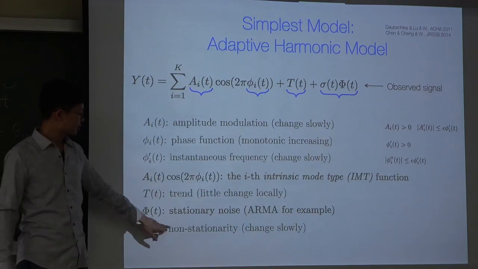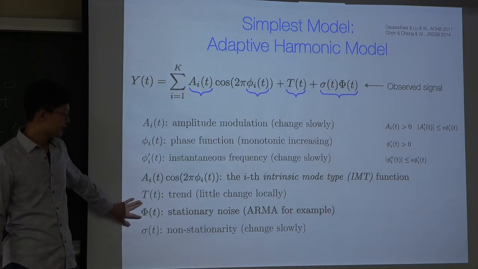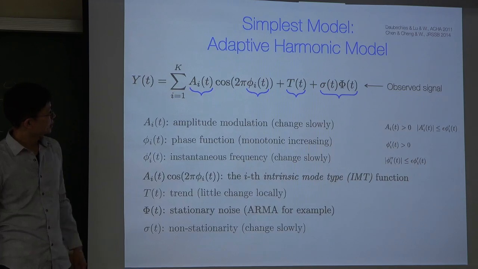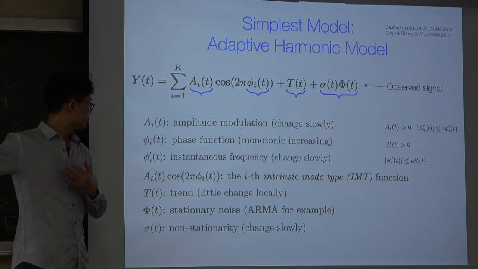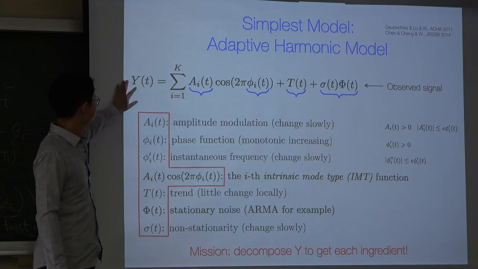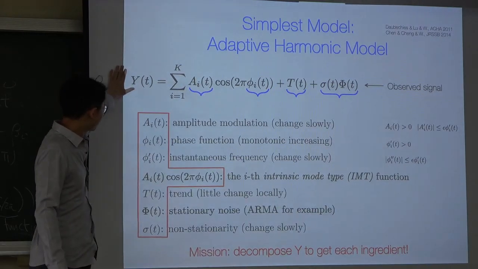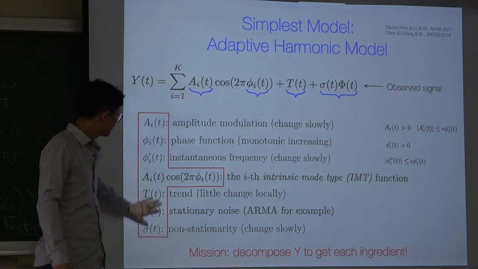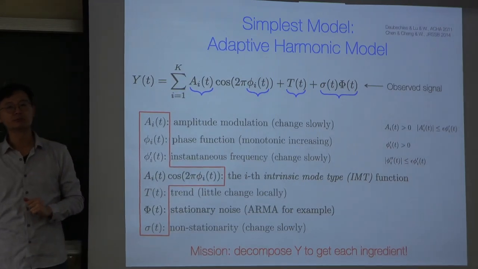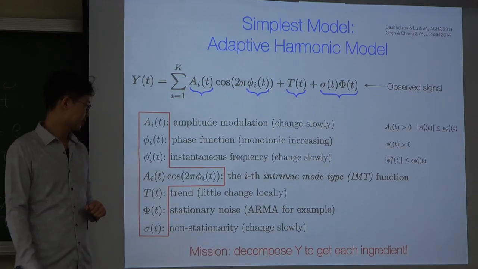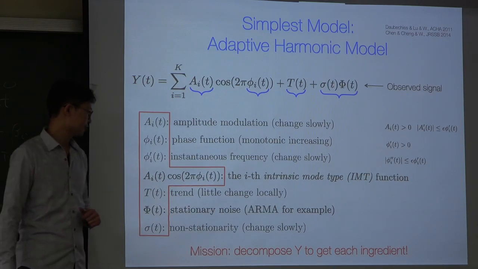And the sigma t is a non-stationarity that characterizes how the covariance of the noise changes from time to time. And the signal processing mission we have here is that I give you one realization of this random process, only one realization, okay? And I want you to decompose all these components for me out of one realization of y. That will be the mission. And that is what we will discuss and achieve in this series of lectures.